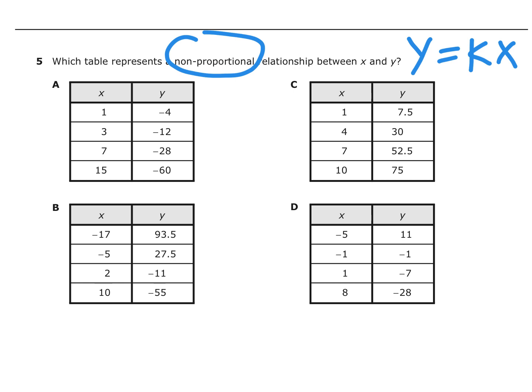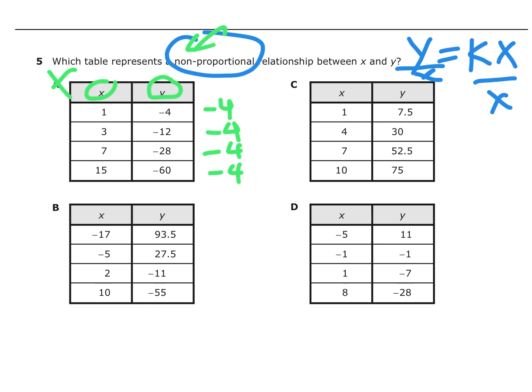And so if we take a look at the answers here, when x is 1, y is negative 4. And when x is 3, y is negative 12. And then 7, and then 15. So if you take y and divide it by x, that should be a constant. Negative 4 divided by 1 is negative 4. Negative 12 divided by 3 is also negative 4. Negative 28 divided by 7 is negative 4. So this is a constant proportional relationship. Here, k is actually negative 4. So could A be the answer? No, we're looking for a non-proportional one. So A cannot be the answer.